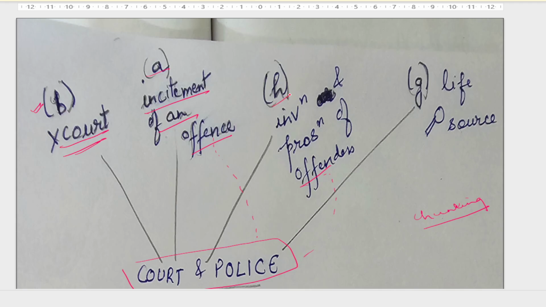Then offenders, again related to court and police. Under subsection H of Section 8, information which hampers the investigation and prosecution of offenders cannot be disclosed under the RTI Act. We can also remember it using H and hampers, both have H. So under subsection H, information which hampers investigation and prosecution of offenders cannot be disclosed under the RTI Act.